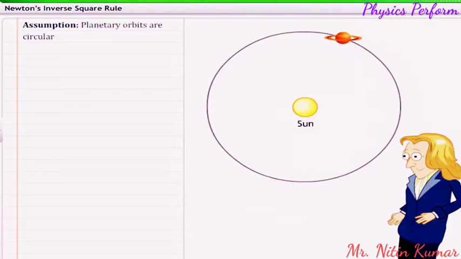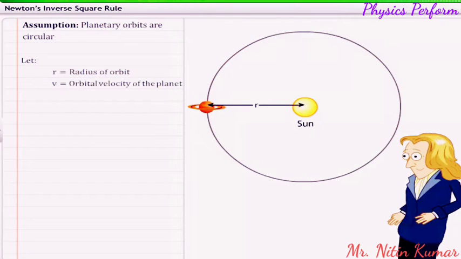If a planet revolves around the Sun in a circular orbit of radius r with a velocity v, also referred to as the orbital velocity of the planet, then the force on the planet is F proportional to v squared divided by r. Let's call this equation 1. The orbital velocity of the planet, v, is equal to 2 pi r divided by T, where T is the orbital period of the planet.